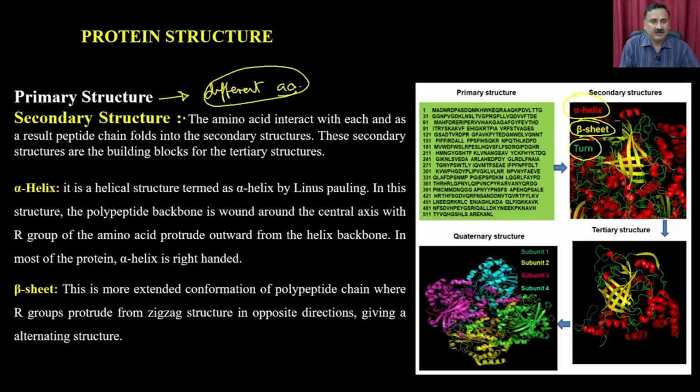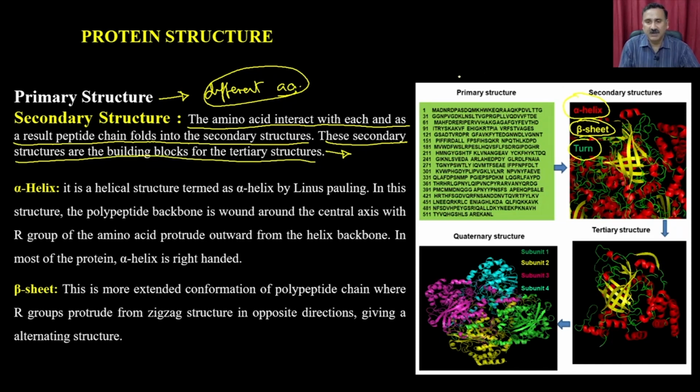So what are the secondary structures? The amino acids interact with each other, and as a result the peptide chain folds into the secondary structures. These secondary structures are the building blocks for the tertiary structures. So this is what we have done, right? Primary structures and secondary structures come together and give you the tertiary structures, and if the protein has different subunits, it is going to give you the quaternary structures.